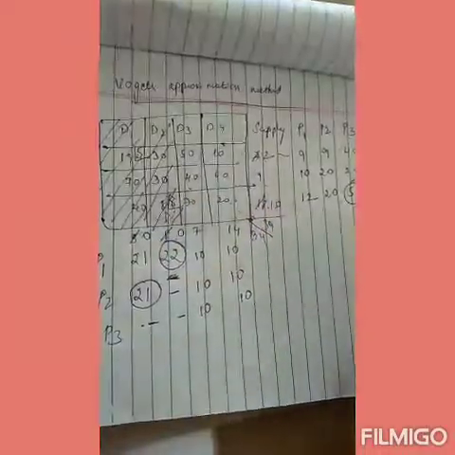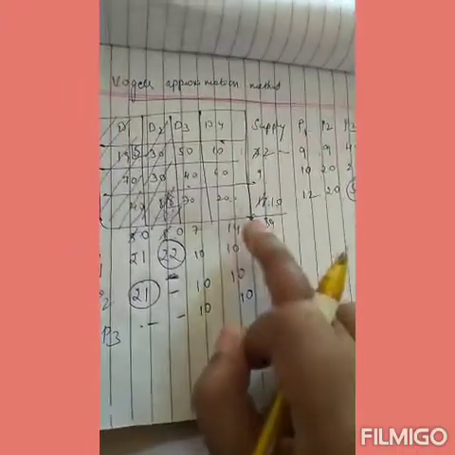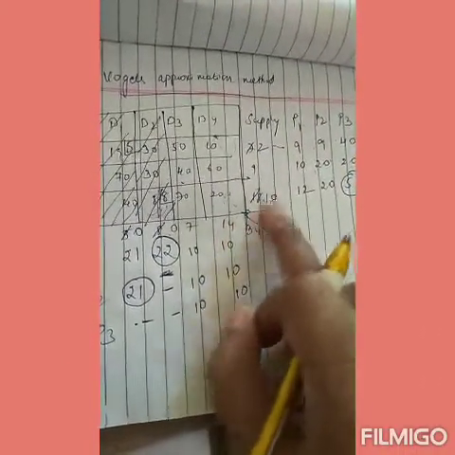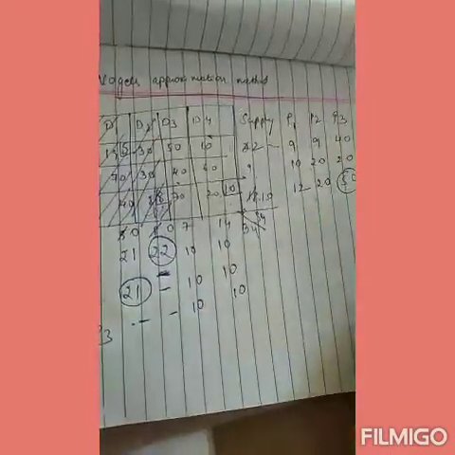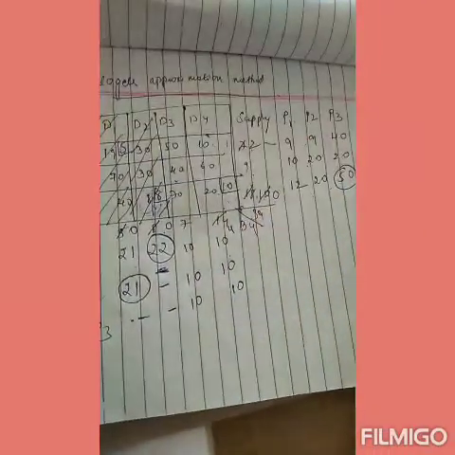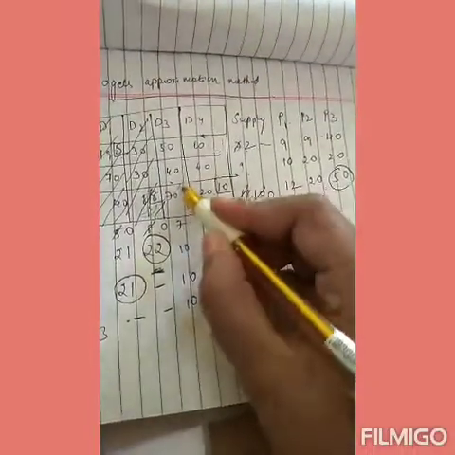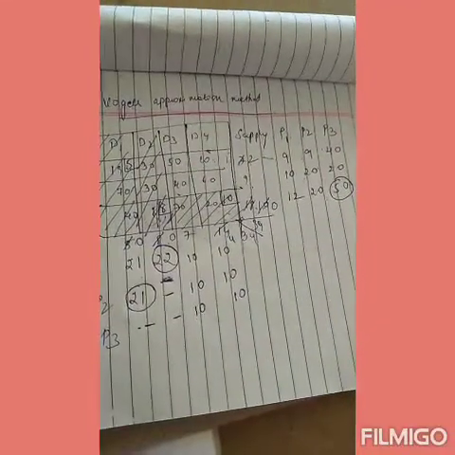20 is minimum. And check the supply and demand. Supply is 10, demand is 14. In 10 and 14, which is minimum? 10 is minimum. So allocate 10 here, and it makes 0. 14 minus 10 is 4. So which is 0? Just cancel this row.